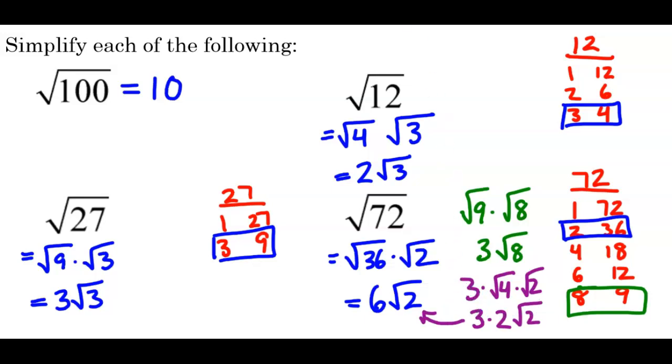So even if you pick the wrong factor pair, you can still get the answer right. You just have to know to keep going. Okay? Always check that radicand before you box in that answer. Make sure that there's no more perfect square factors so that you cannot break it down any further.